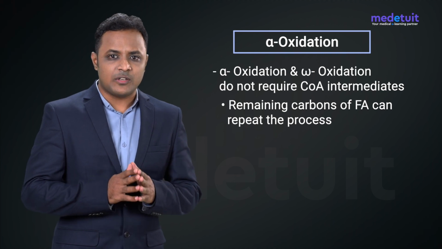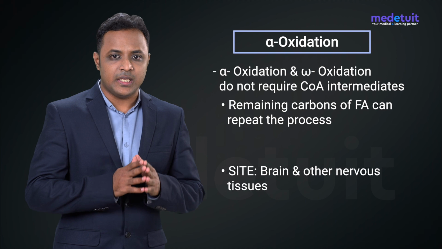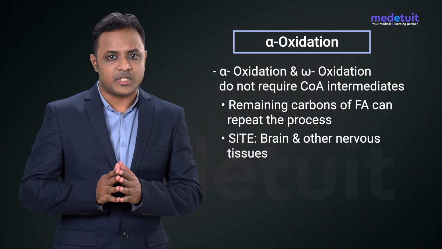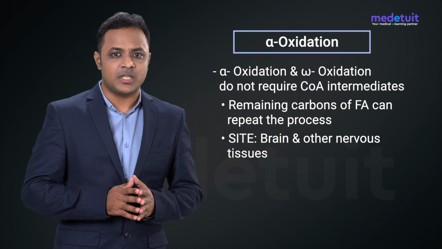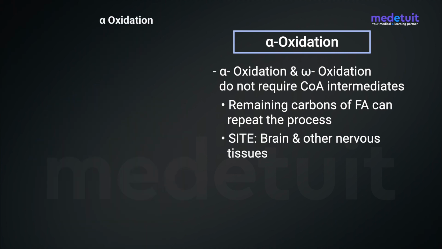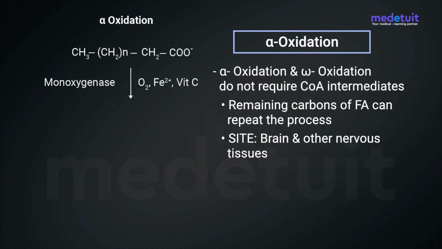The reactions of alpha oxidation are going to take place in brain and other nervous tissues. Let us see about the reactions of alpha oxidation one by one. The first reaction in the alpha oxidation is the action of monooxygenase, which is going to act in the presence of oxygen, vitamin C and Fe2+.